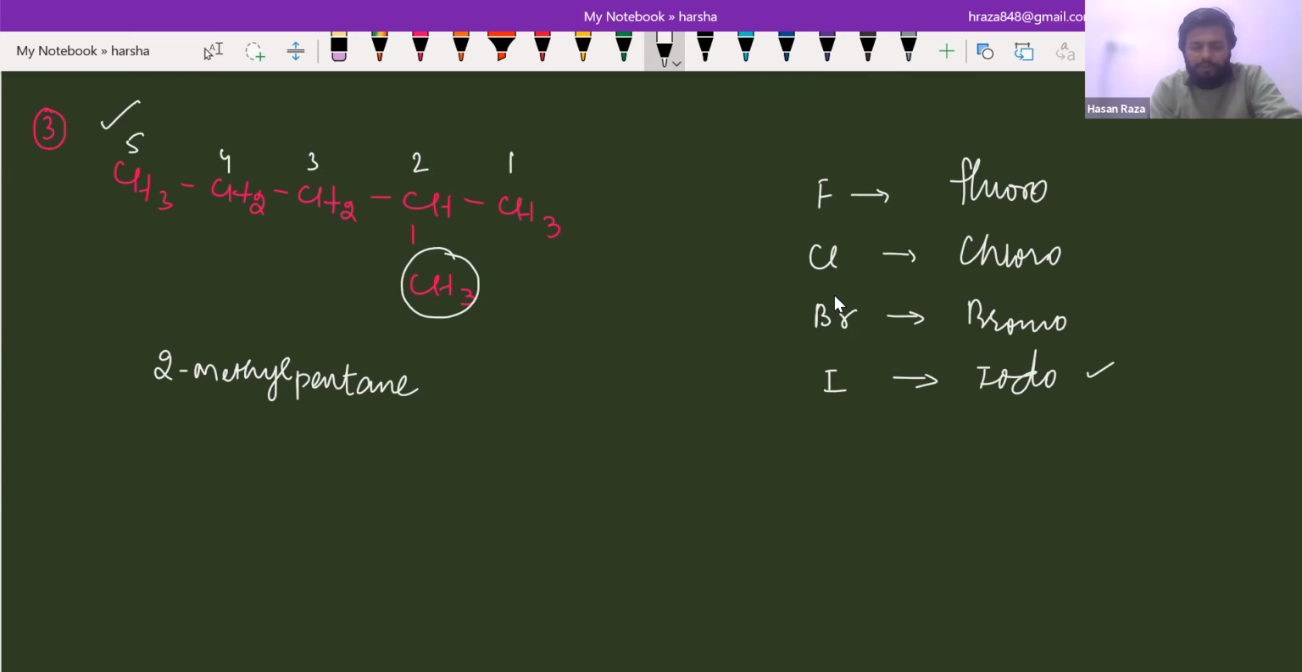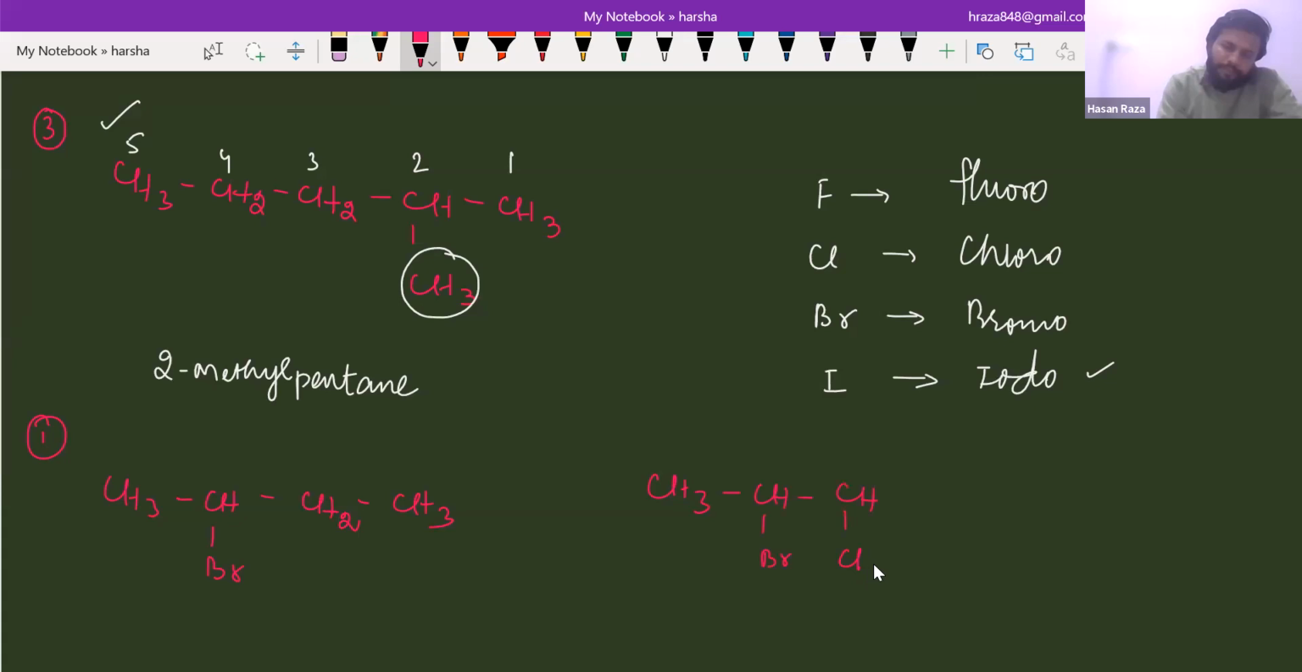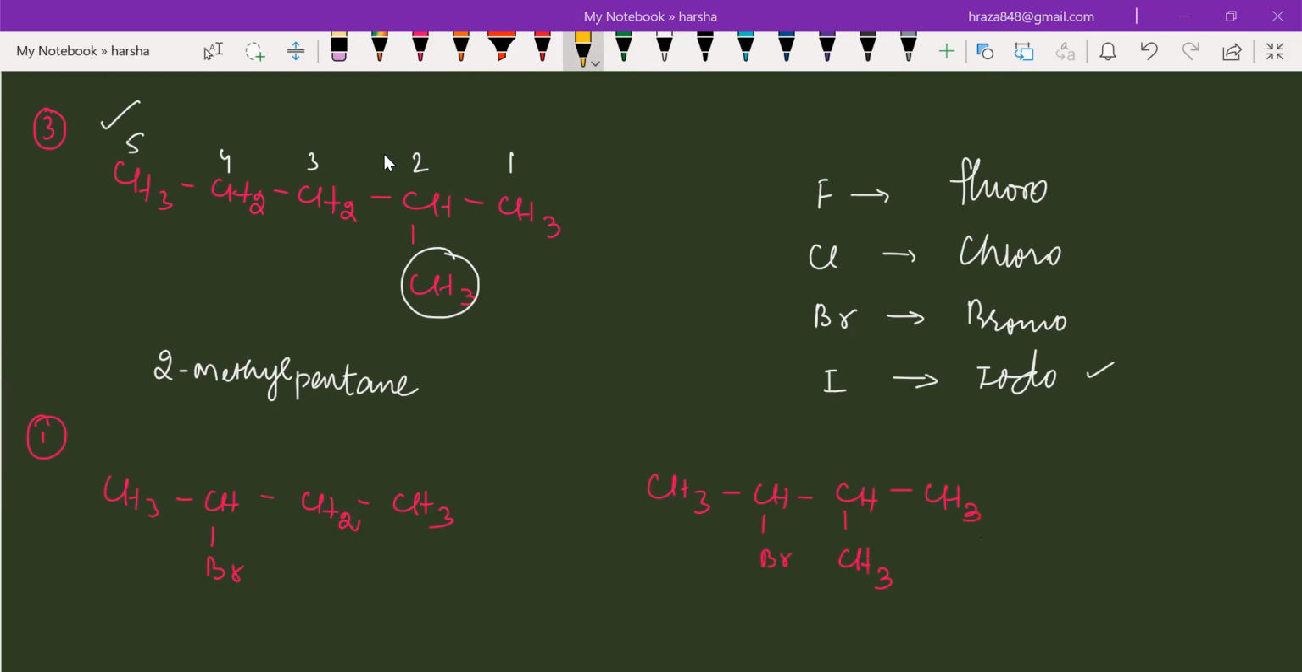Okay, Ayman, are you done with this? Yes, sir. Okay. If I'm going to give you a nomenclature like this, please write the name of this. And if I'm going to give you a nomenclature like this, please write the name of this. Numbering is very important. From where you are going to do the numbering, it's very important.